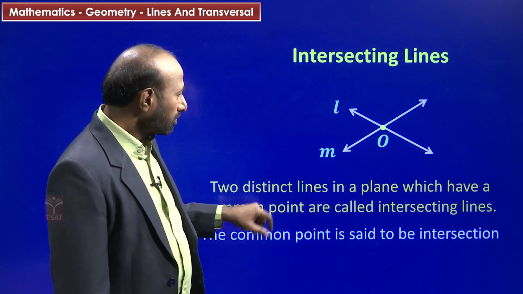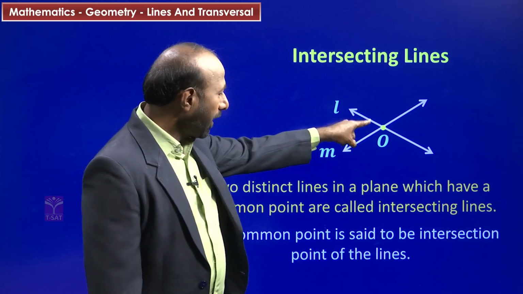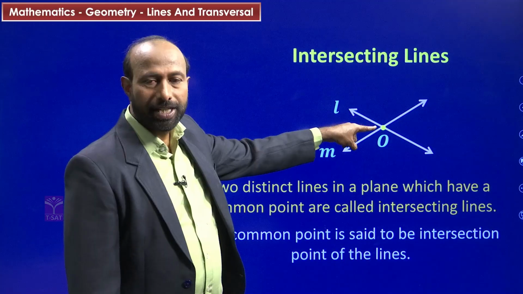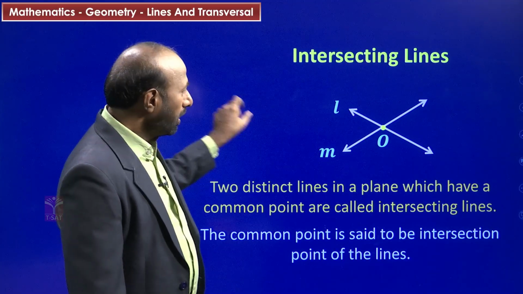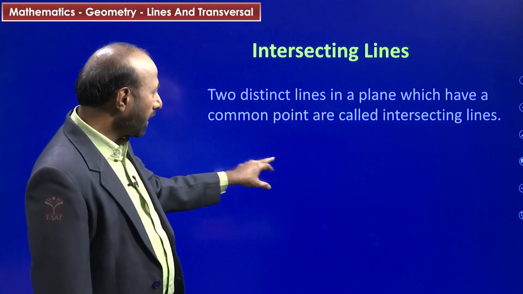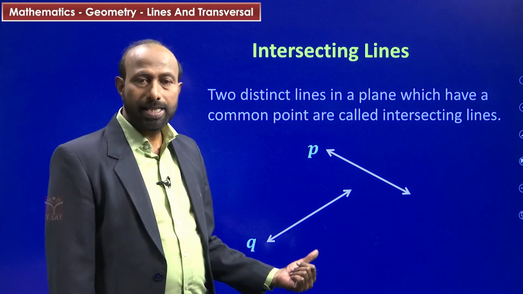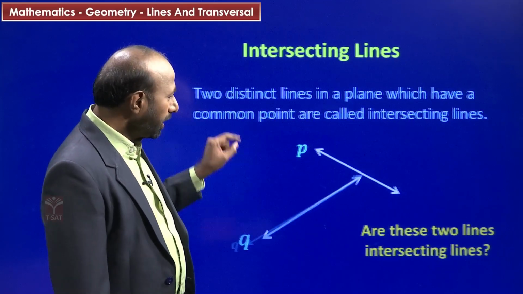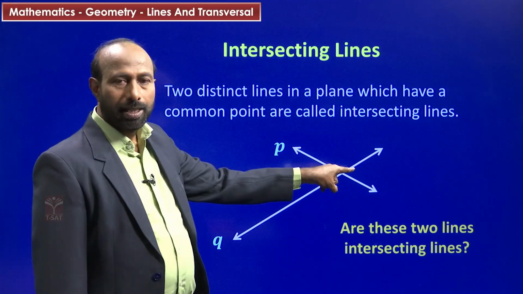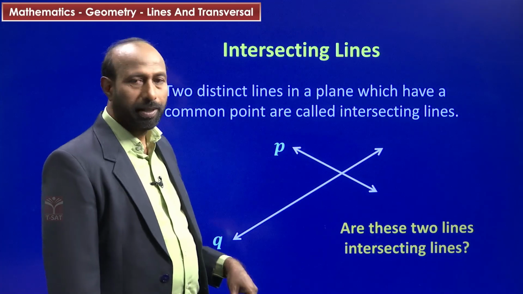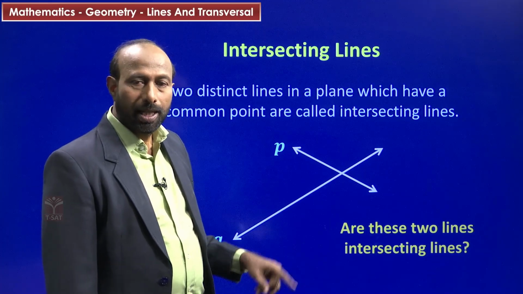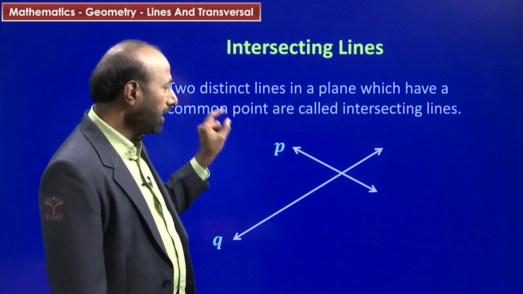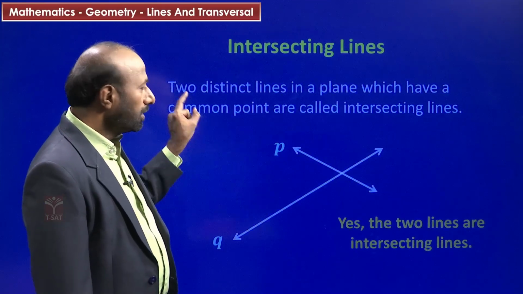Okay. And this common point is called the point of intersection of the two lines. Here you can see another two lines. Are these two lines intersecting? Let us see. If we expand this line, it is intersecting the line P. That is, these two lines are also intersecting lines.